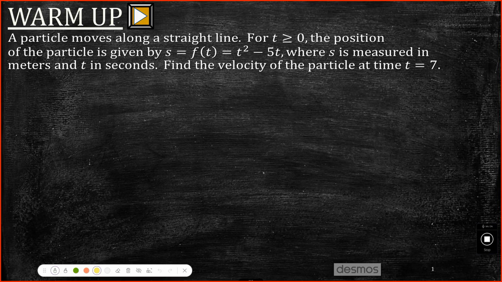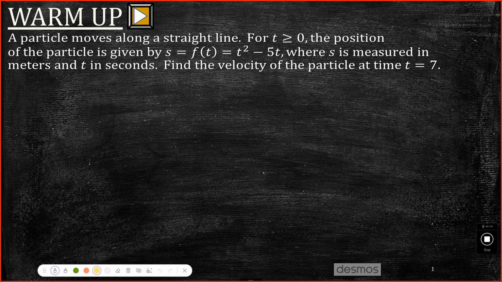For this warm-up, we're going to apply to a real-life situation the definition of what the derivative is, using one of the two formulas. Here's the statement. A particle moves along a straight line. For t greater than or equal to 0, the position of the particle is given by s equals f of t equals t squared minus 5t, where s is measured in meters and t is measured in seconds. Find the velocity of the particle at time t equal to 7.